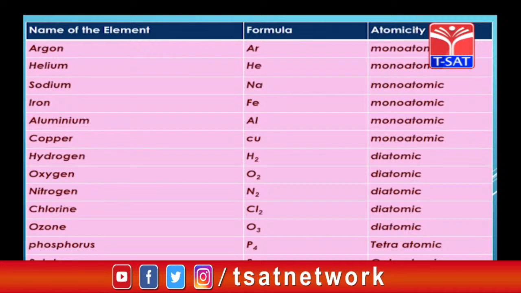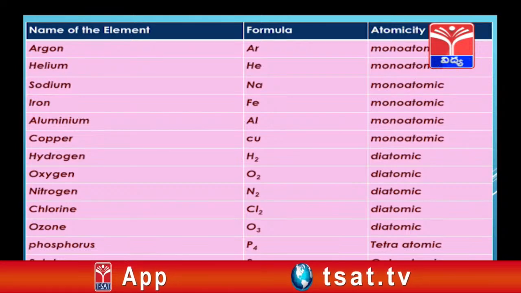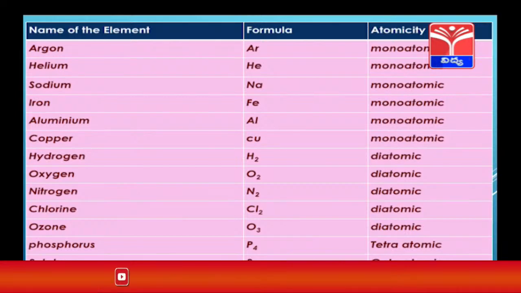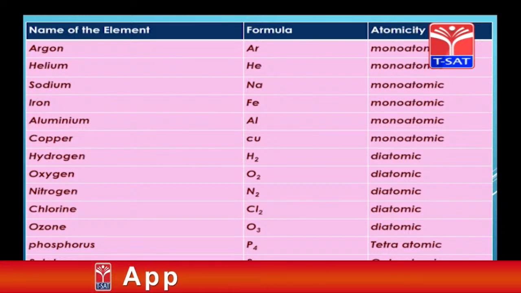Hydrogen formula is H2. Here two hydrogen atoms are there, that is why it is known as a diatomic molecule. Oxygen exists as O2. So, O2 means two oxygen atoms are there, that is why oxygen is also a diatomic molecule. Nitrogen formula is N2. Here also two nitrogen atoms are there, that is why it is also diatomic.